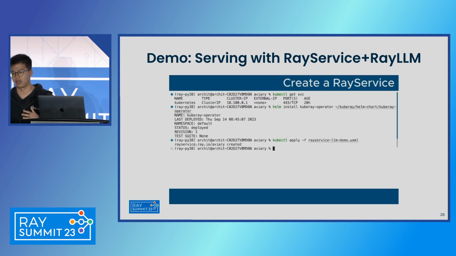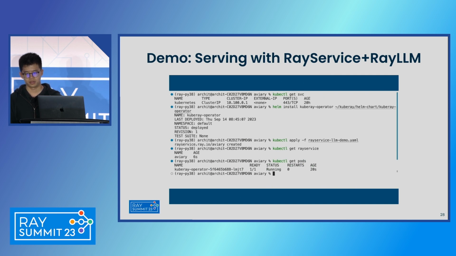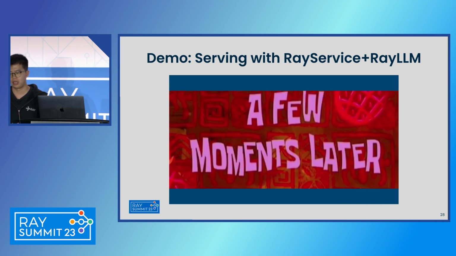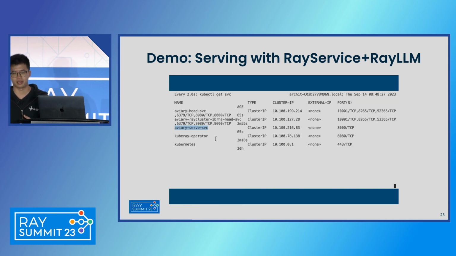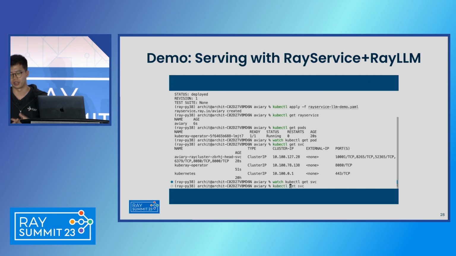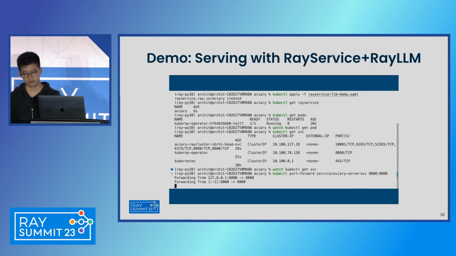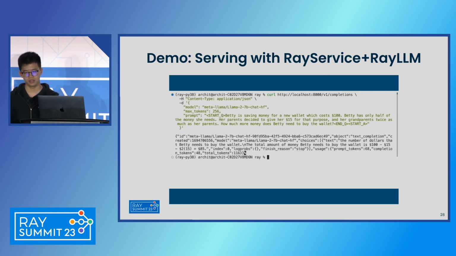We already have an operator in our cluster, so we create a Ray service. Then we watch our pod. In the Ray cluster, it will have one head node and one GPU worker node, and we will serve the large language model on the GPU node. And then it is ready. So we just port-forward, and then use a curl request to test it. Yeah, and we got a response.